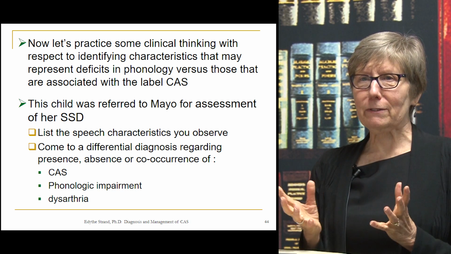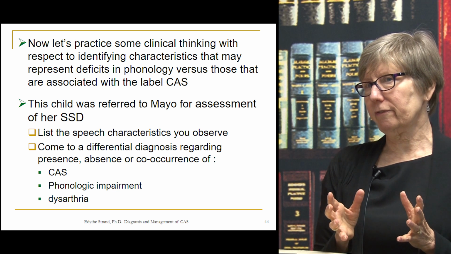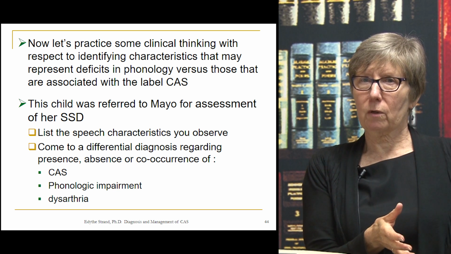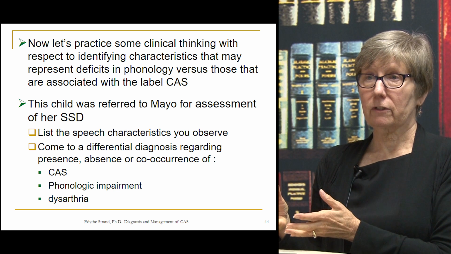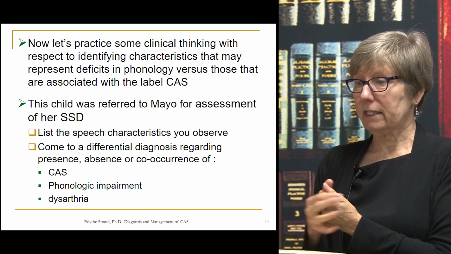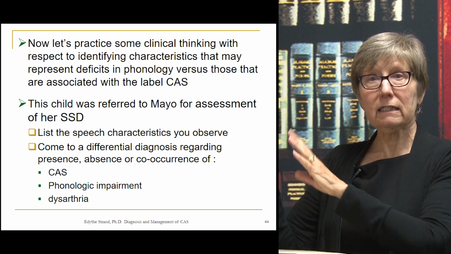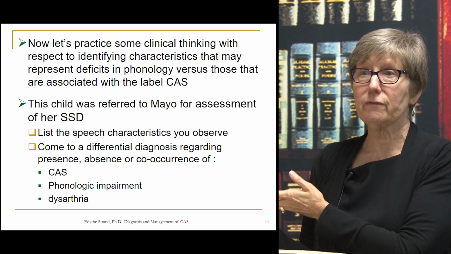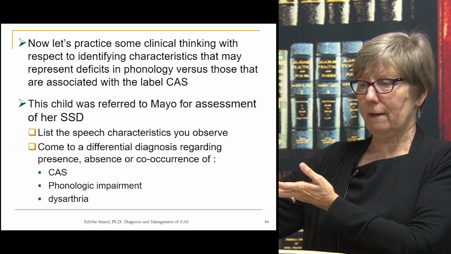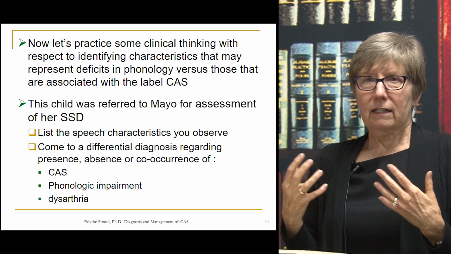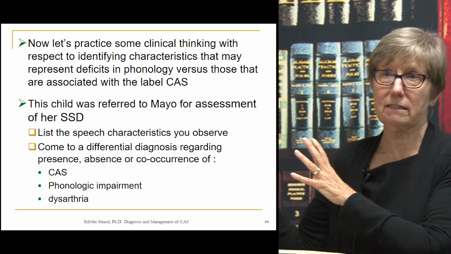And what I'd like you to do at home is to list the characteristics you observe that are associated more with phonologic impairment, and list any characteristics you observe that may be associated more with the characteristics of apraxia of speech, and then list any characteristics you may observe that would be more related to a problem with execution or dysarthria.